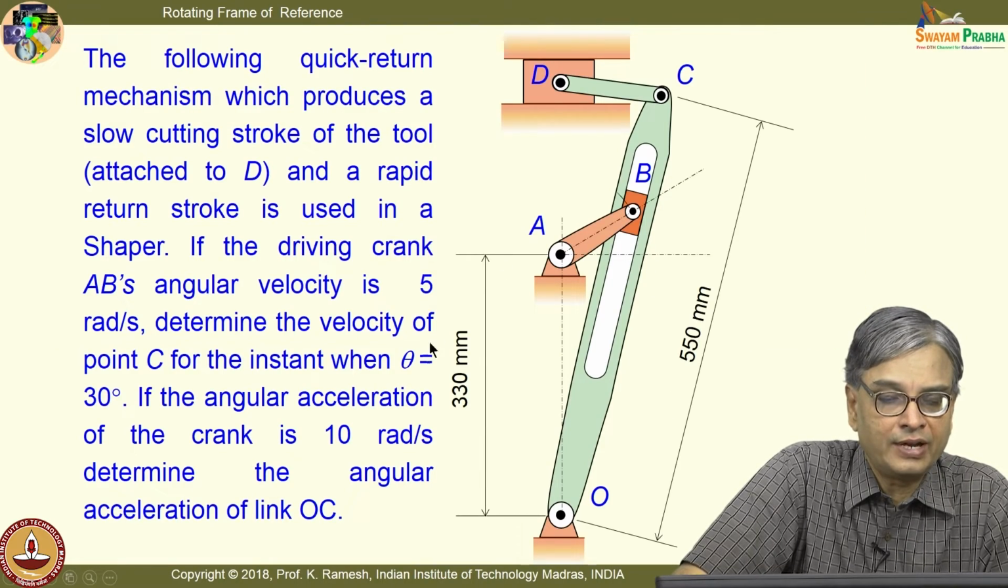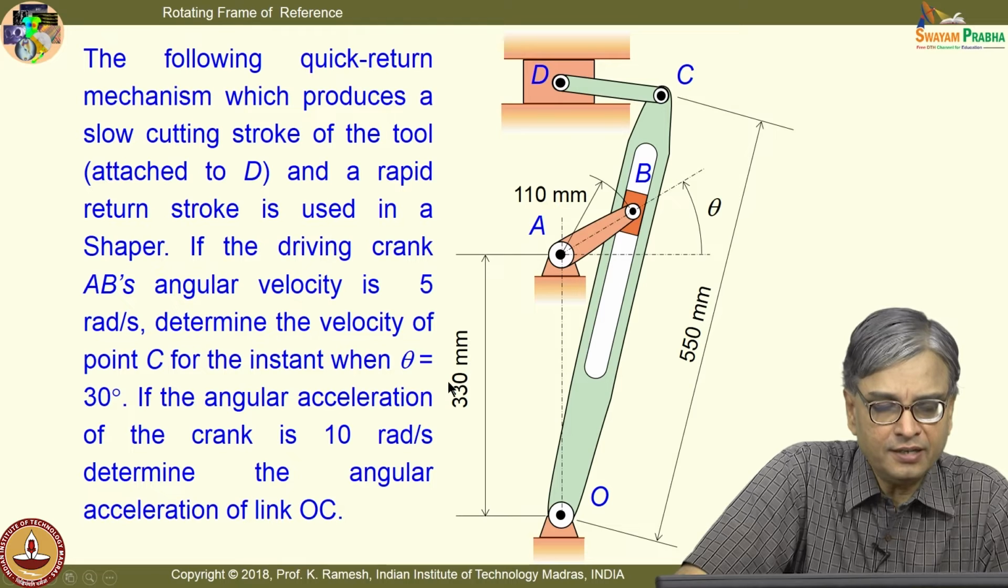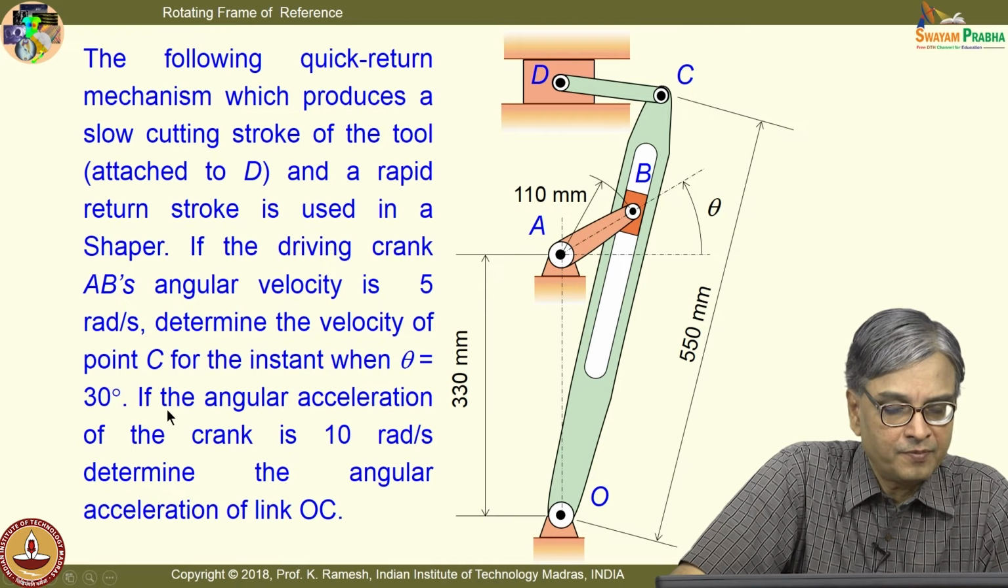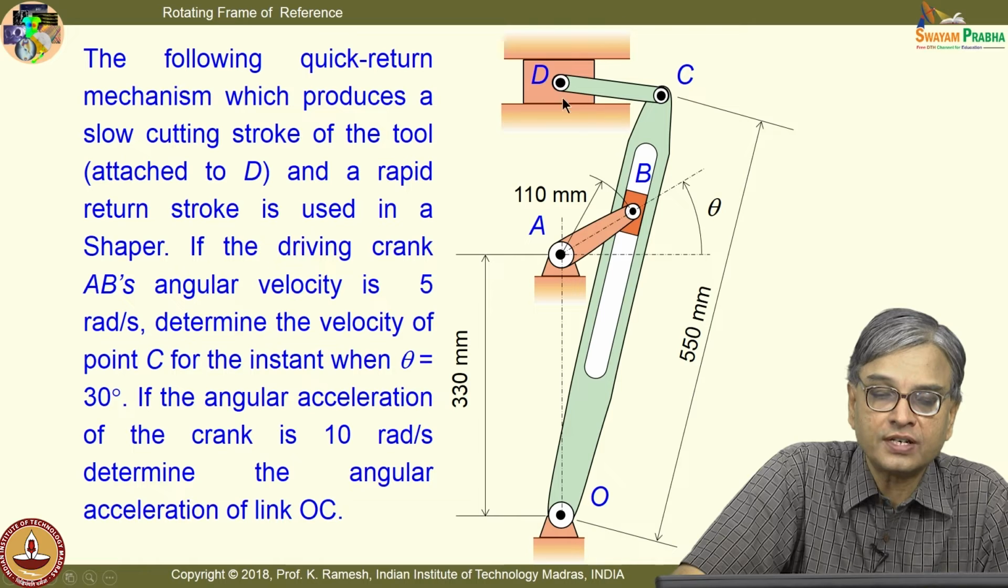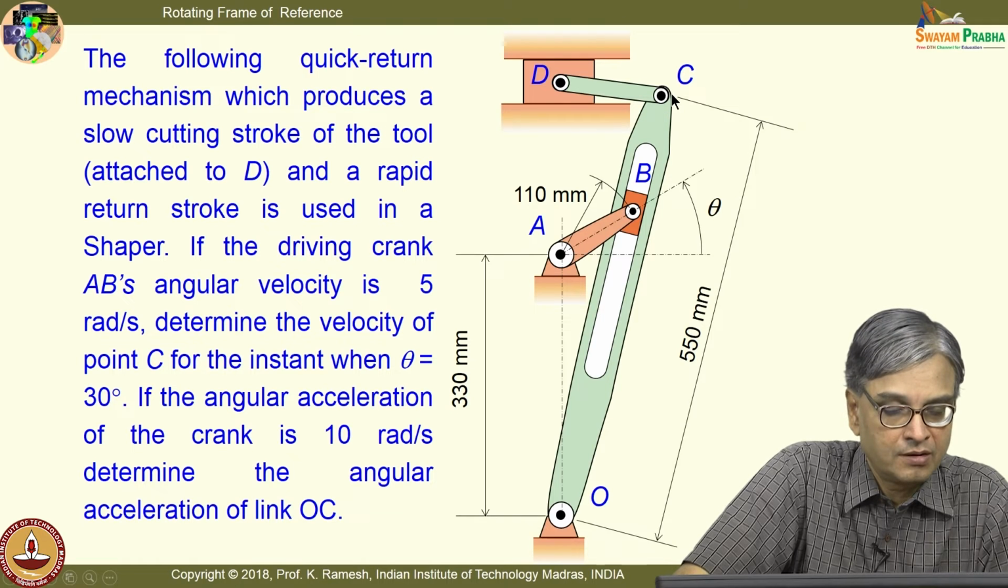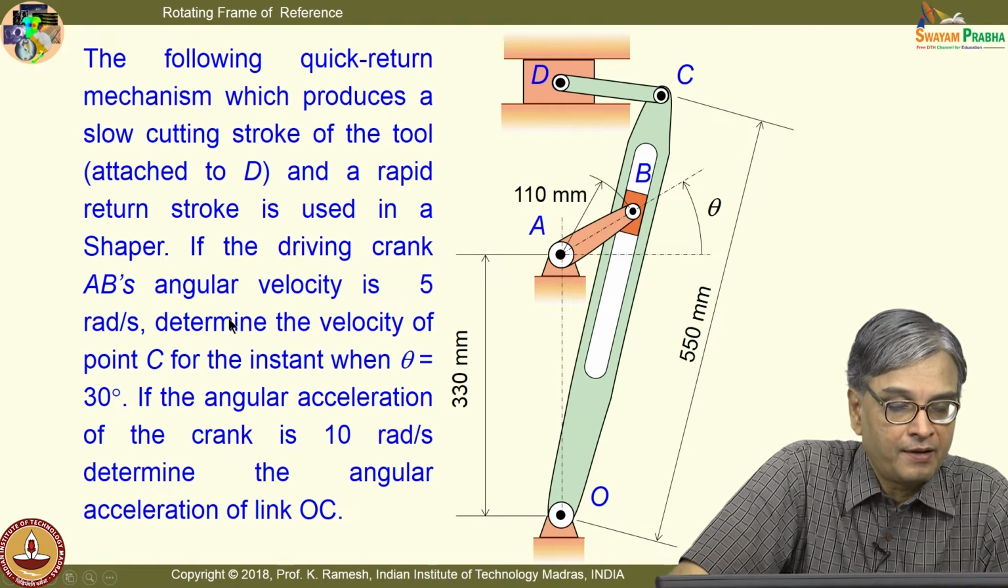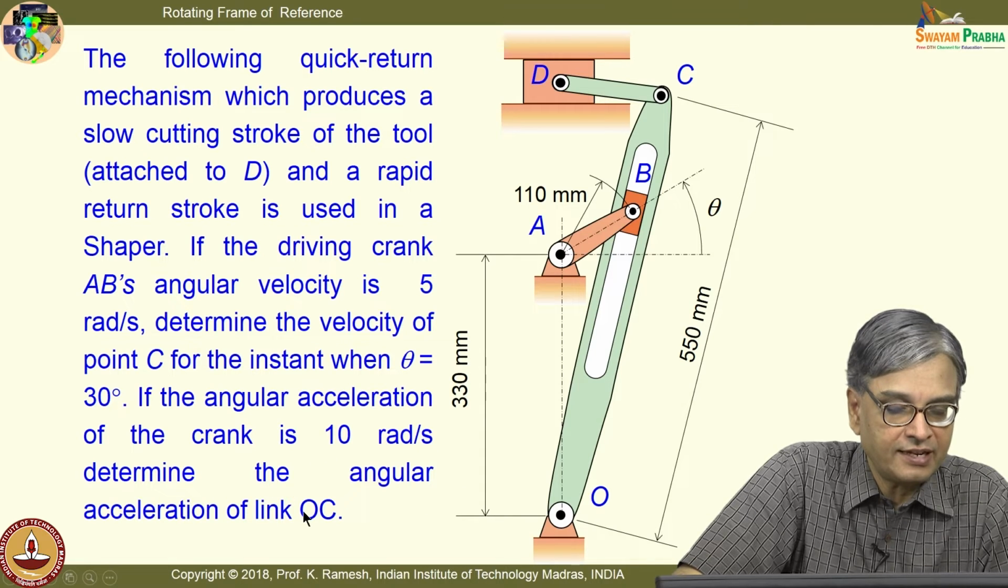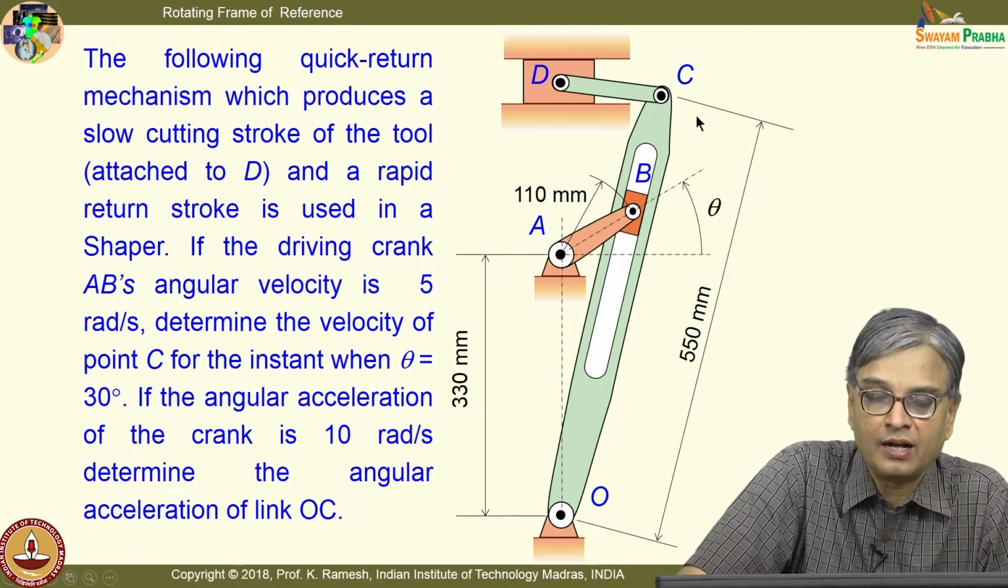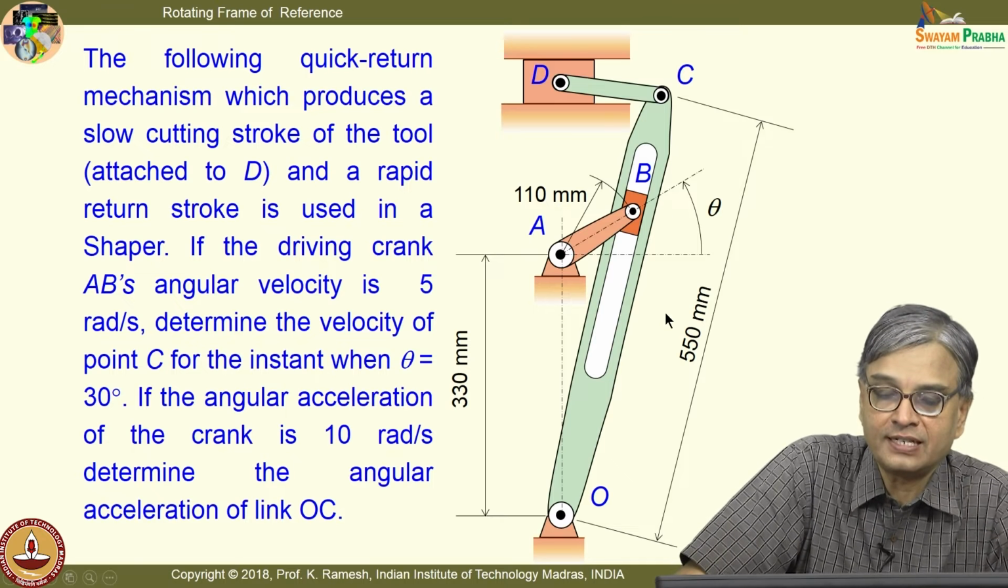So, we have already written down this problem earlier. Here we are interested in finding out the angular acceleration of link OC. For the angular velocity is phi radian, determine the velocity of point C for the instant when theta equal to 30 degree. If the angular acceleration of the crank is 10 radians per second, determine the angular acceleration of link OC. So, you have asked to find out both velocity and acceleration.